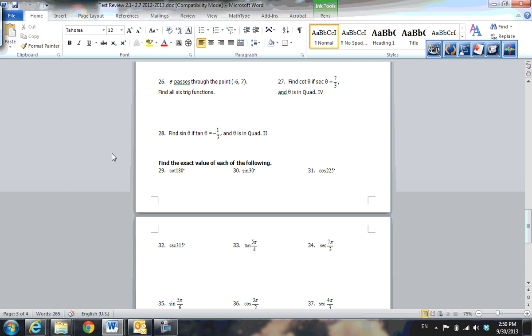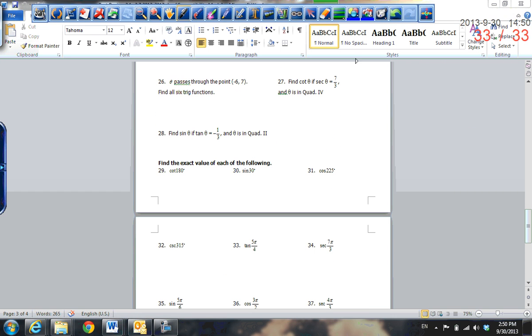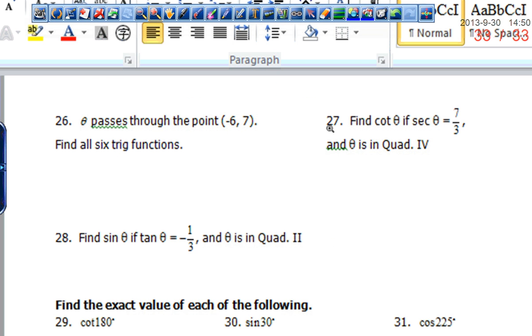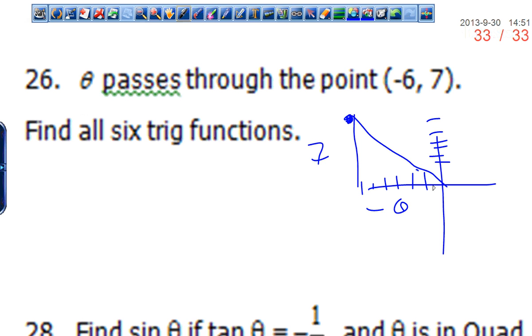Okay, the next section before we get to the exact value, anything on 26, 27, or 28? You do one of them, please. Your call. We're going to do 26. Okay, so theta passes the point negative 6, 7. 1, 2, 3, 4, 5, 6, 7. Boom. So there's my triangle. We say theta is this angle down here up below 7. Theta's right here. It's my reference angle.